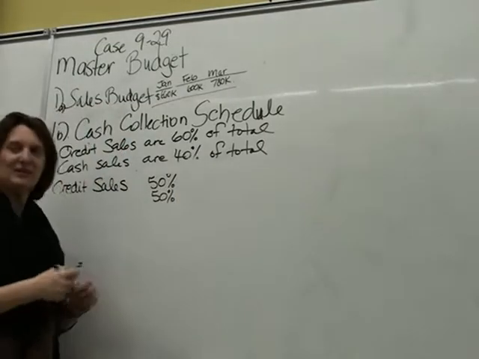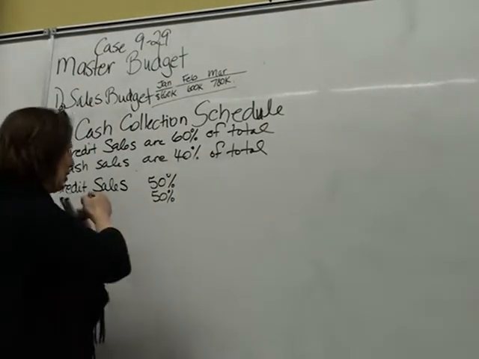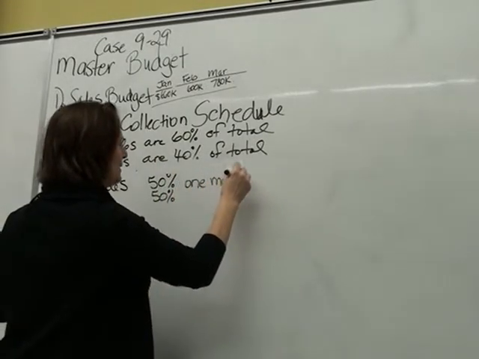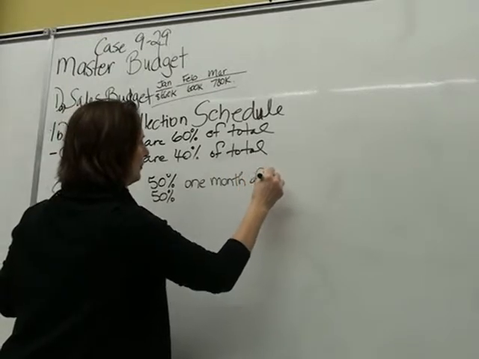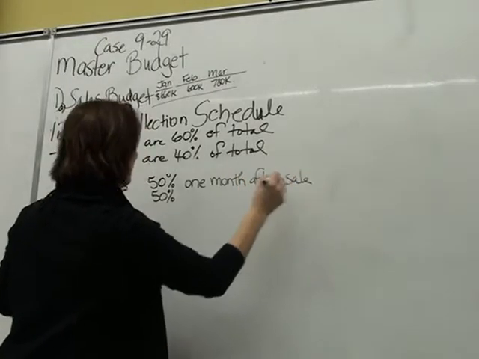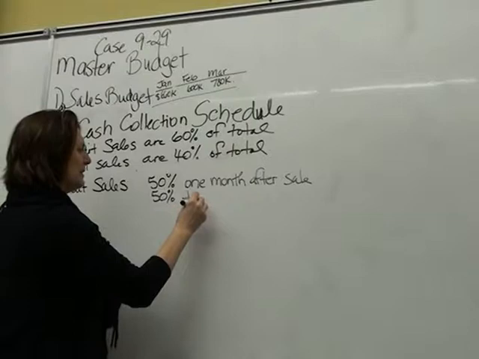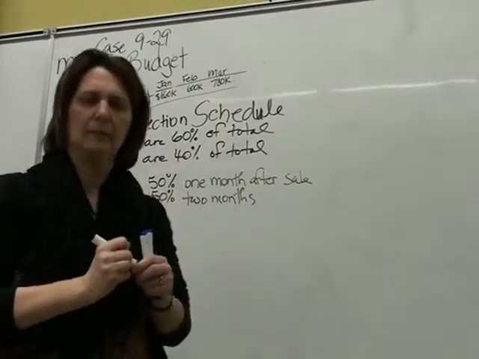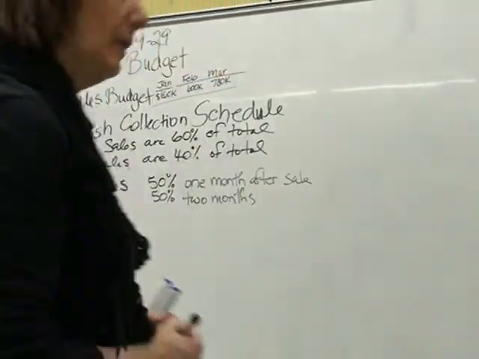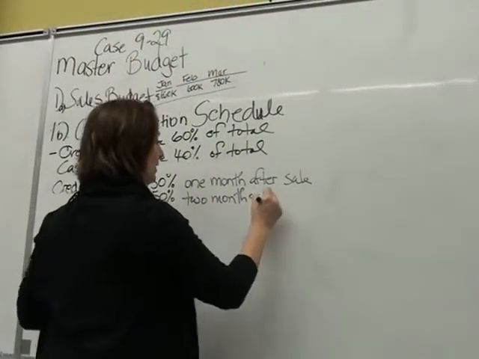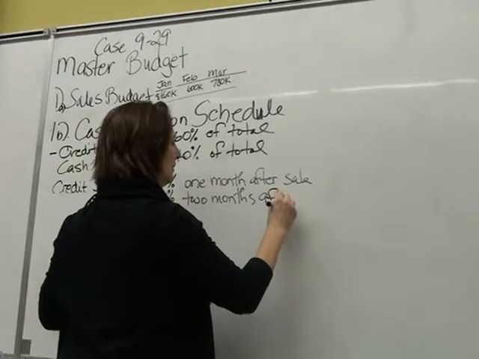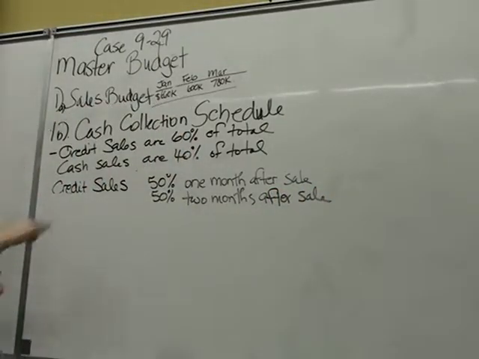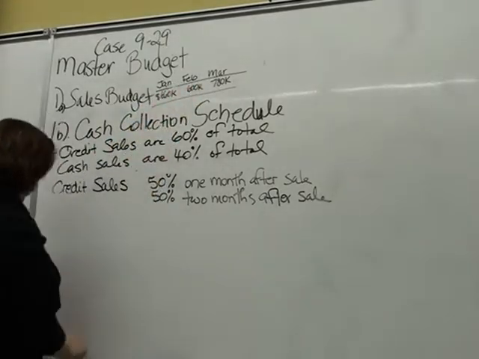I find sometimes that the way to express these things is a bit awkward. 1 month after sale. 2 months after sale. Okay? Okay, so let's do this one. Oh, that's not really much better. Okay, so we've got our 3 sales projections.